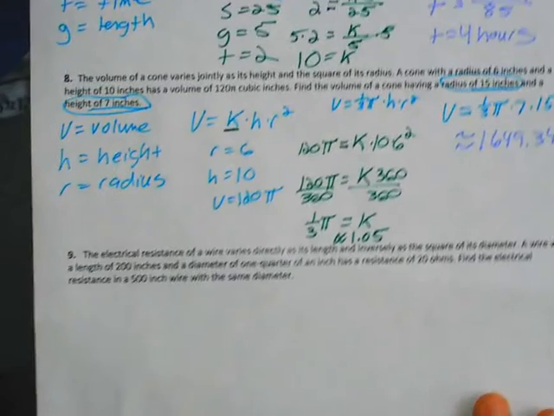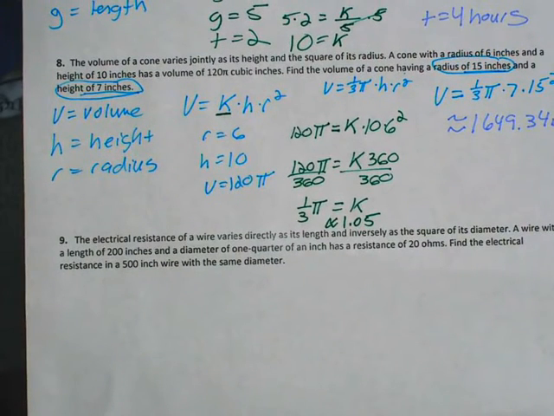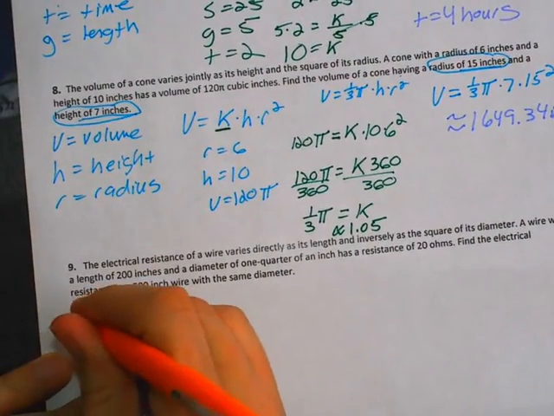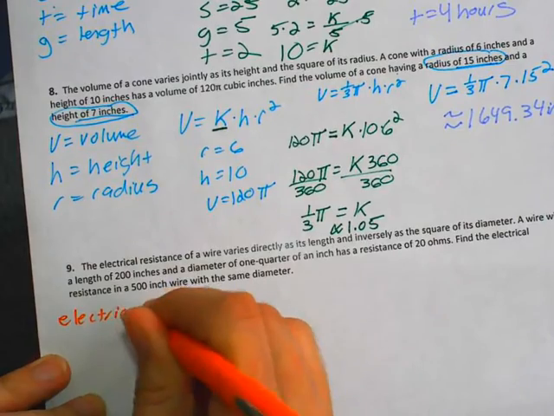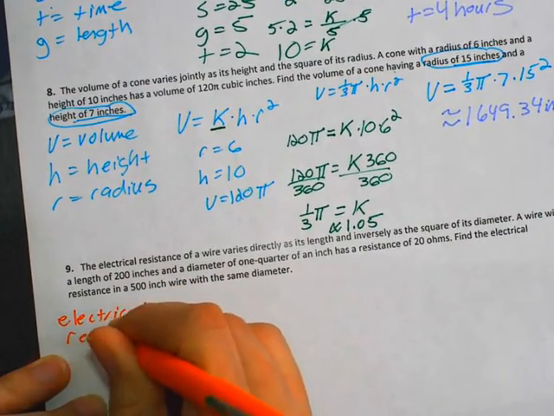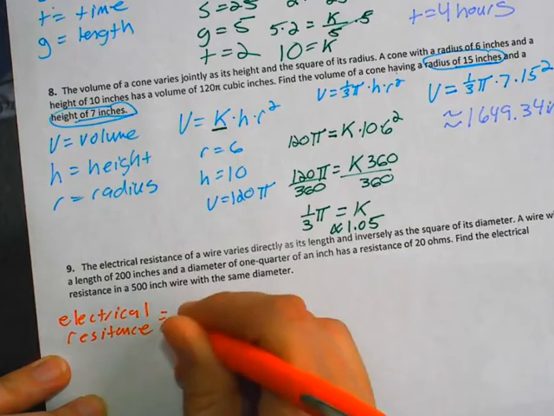Okay. All right, last one. The electrical resistance of a wire varies directly as its length and inversely as the square of its diameter. A wire with a length of 200 inches and a diameter of 1/4 of an inch has a resistance of 20 ohms. Find the electrical resistance of a 500-inch wire with the same diameter. Okay, same process. Electrical resistance, we're going to say that's R.